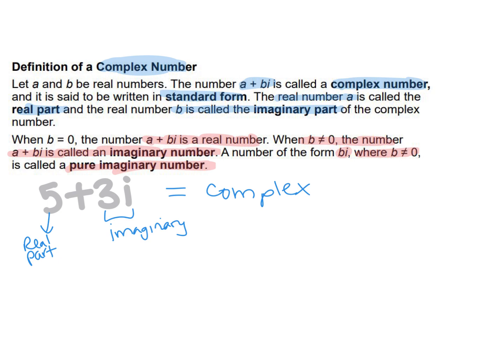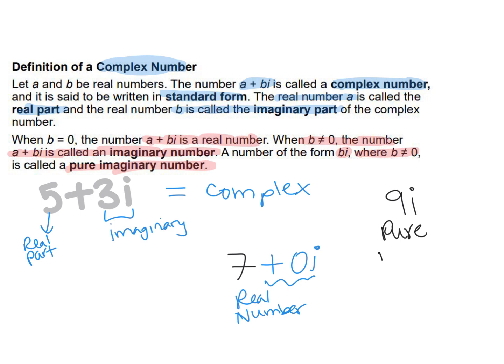But if I just had the number 7, then you can think of there being an invisible plus 0i here, which means that if I just have the number 7, and remember this is invisible, then of course 7 is just a real number, right? But if I have something like 9i, that would be considered a pure imaginary number.